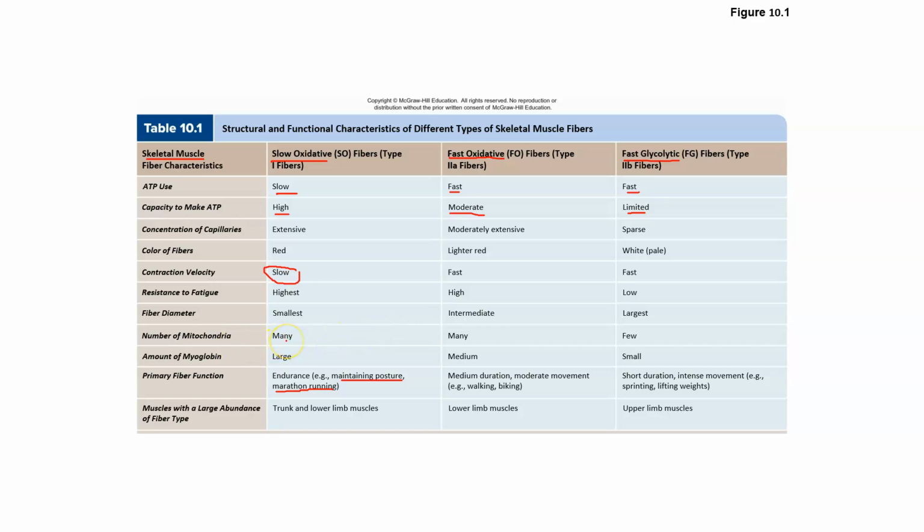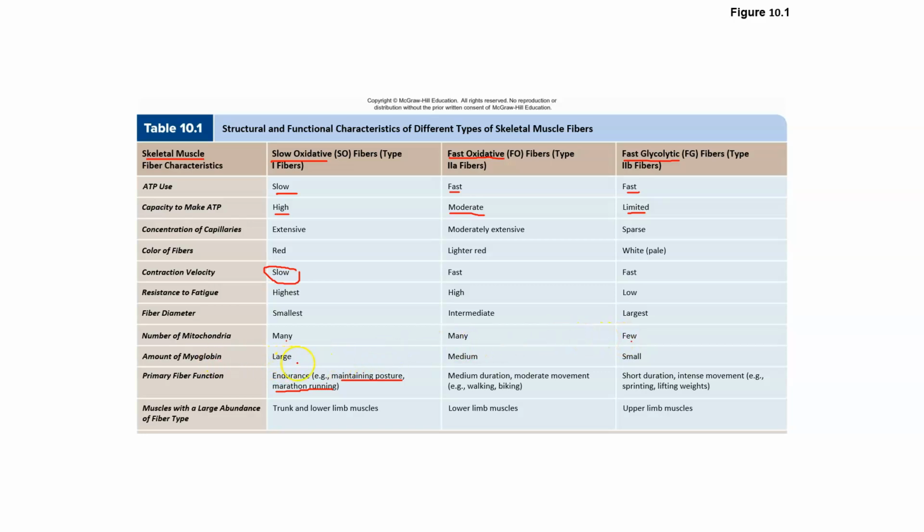Mitochondria, of course, as you would imagine, slow oxidatives have many mitochondria. And fast glycolytics have very few mitochondria. And then fast oxidatives are somewhere in the middle, usually. They would have fewer than the red fibers, but more than their fast glycolytic companions.